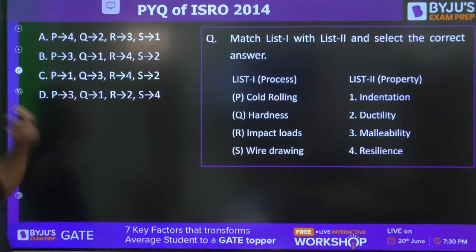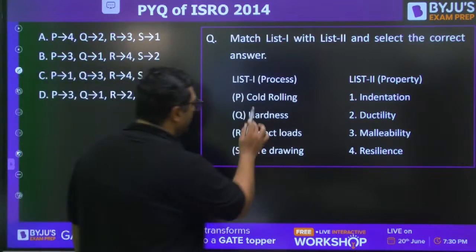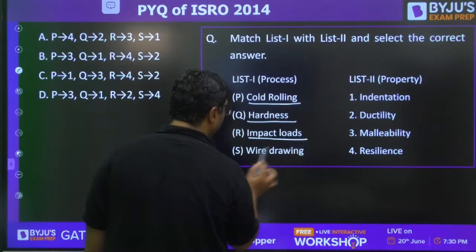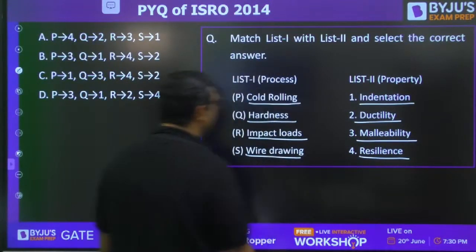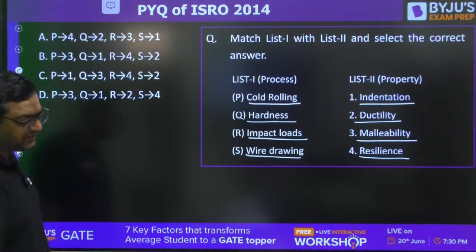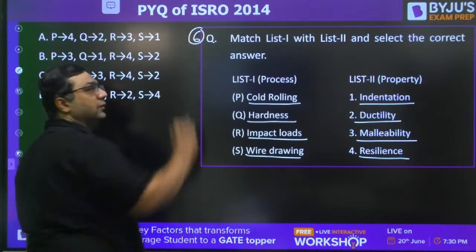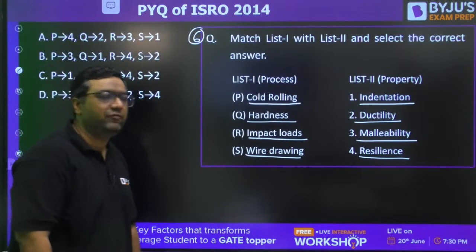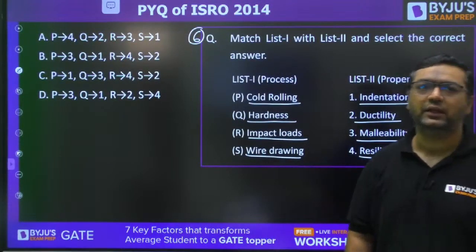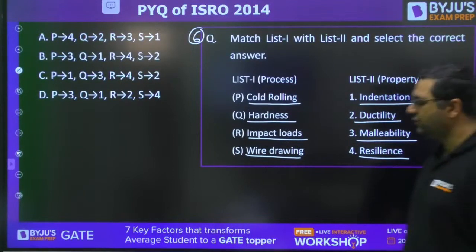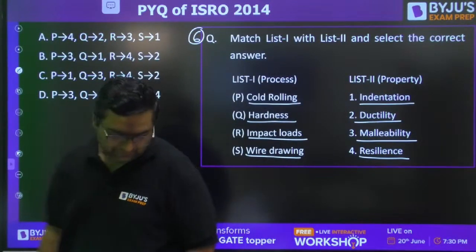Moving further, guys, to the next question. This is once again from production. Here they are saying select the correct answer. Cold rolling, hardness, impact loads, wire drawing. Here we have indentation, ductility, malleability, resilience. You need to see which is associated with which. This is question number 6. After me, Chandrasekhar sir will come with the thermal fluid part, and then Suraj sir will come for the HMT industrial. What will be the answer for this one?